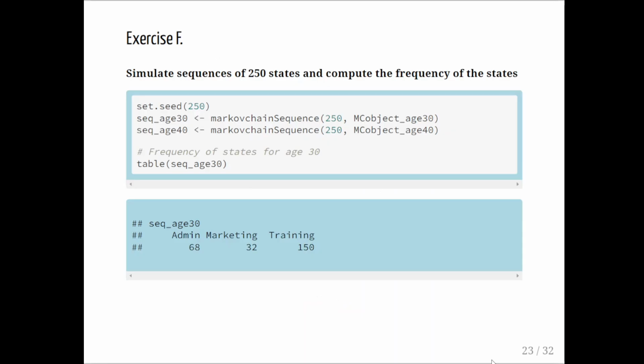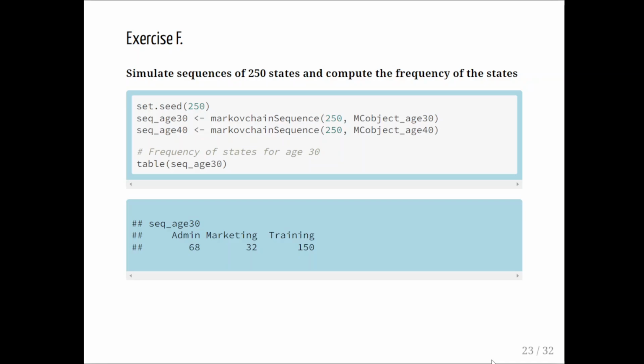Okay. So, exercise F. Simulate sequences of 250 states and compute the frequency of the states. So we were told previously to use the Markov chain sequence, and we're told to use 250 states, and also to use this seed of 250. So what we're going to do here is Markov chain sequence 250 and the two object names. And then we're just going to collect up the results.